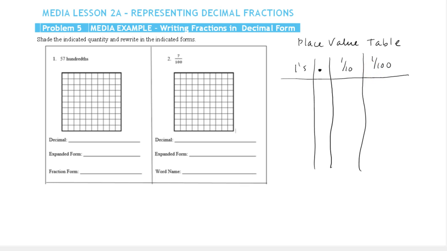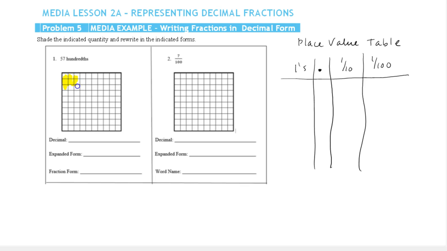So we're going to start by shading the indicated quantities, and we're going to look at a bunch of different forms that we can be given, and then we're going to use the place value table to write them as decimals. So first we have 57 hundredths, and you can choose on your own. I'm going to use the yellow highlighter and just do 57.